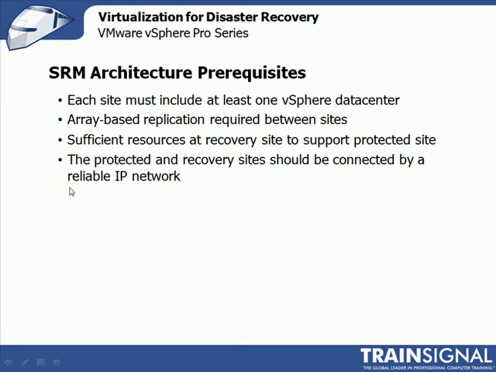And finally, you're going to want to make sure that the protected and recovery sites are connected by a very reliable IP network. This is to facilitate a reliable replication of virtual machines at the storage layer, and also to make sure the SRM servers at both sites are able to communicate properly during the configuration and the ongoing administration of the solution.